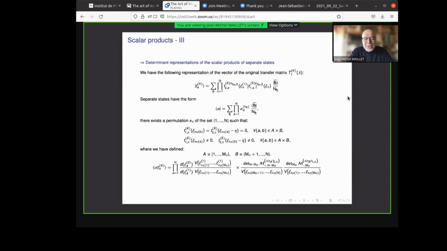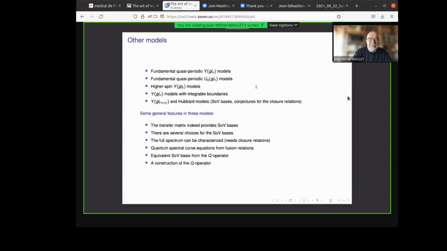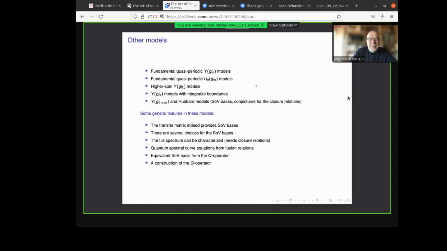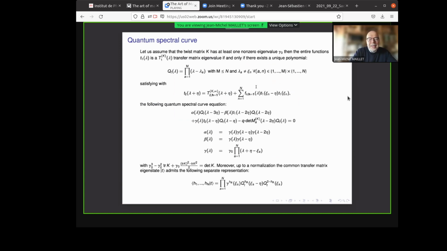So the only question here, and I will just drop the other models, although they are nice, to the results and questions. The main question here is how to get more algebraic construction of those optimal SOV bases, in particular having orthogonality property. I think this is very important, and probably it's related to the extension of the notion of Q operator in those general models, higher rank models.